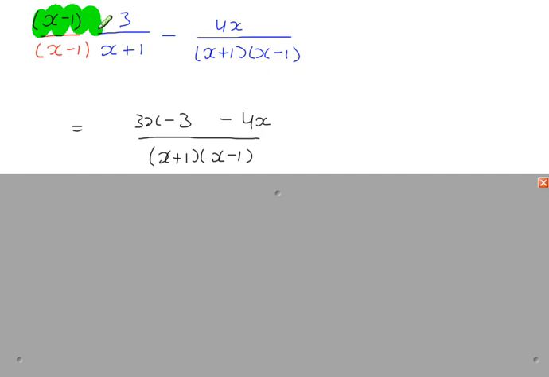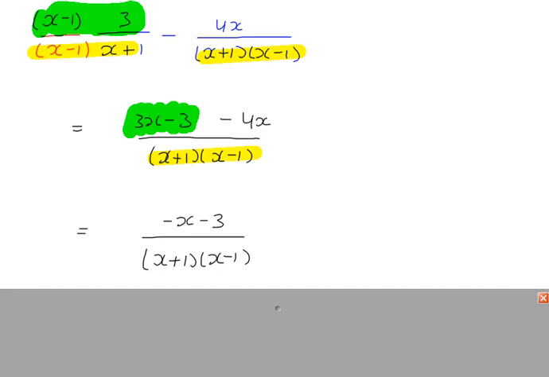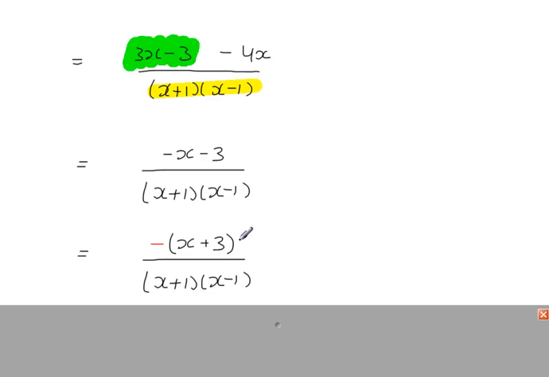So multiplying out here, you've got 3x minus 3 here. We have the same common denominator. Simplifying again, or we can continue to factorize like this, just taking a minus out. That minus can be put in front like this, and once we've put it in front of the fraction, you don't really need the brackets here anymore.